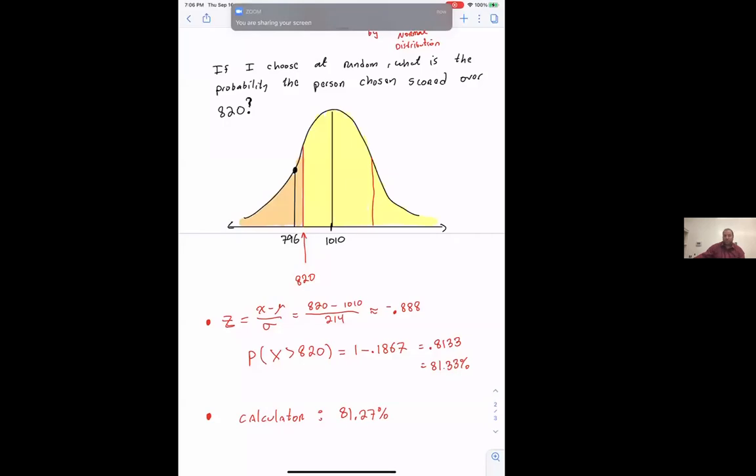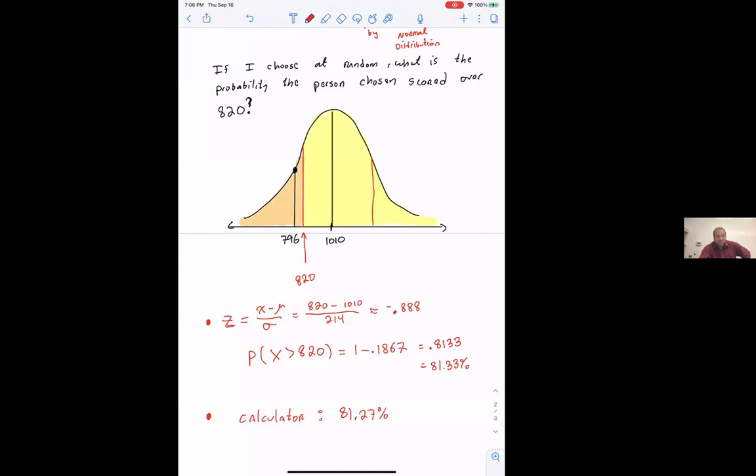Which of these two is the better approximation, your calculator or from the table? Probably the calculator. Calculator, because remember what we did? We didn't put negative 0.888 in the table. What do we put in the table? We put negative 0.89.